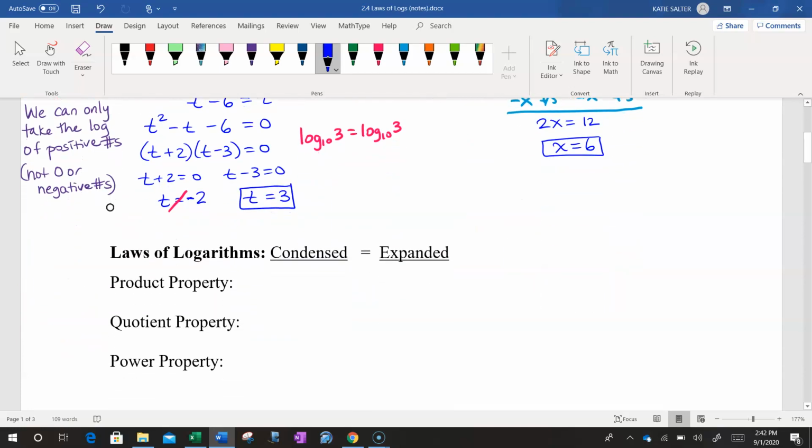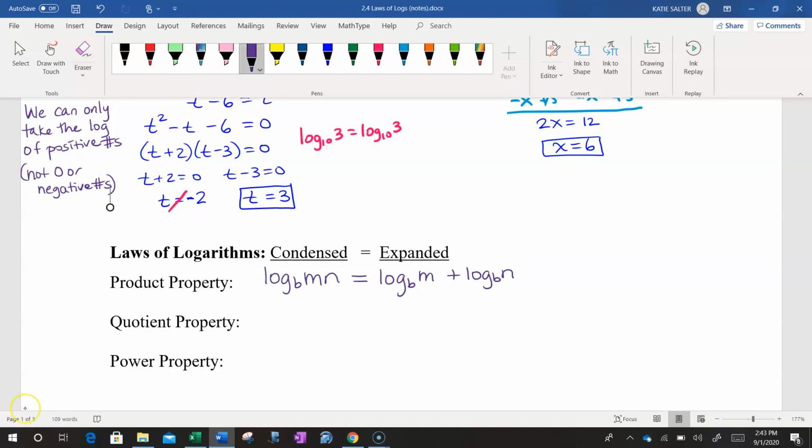All right, the next part of our lesson is about some of our properties, and these are very special properties, so we actually call them the laws of logs, or the laws of logarithms. The first one is the product property. What the product property tells us is if we have log base b of m times n, that is equal to log base b of m plus log base b of n.